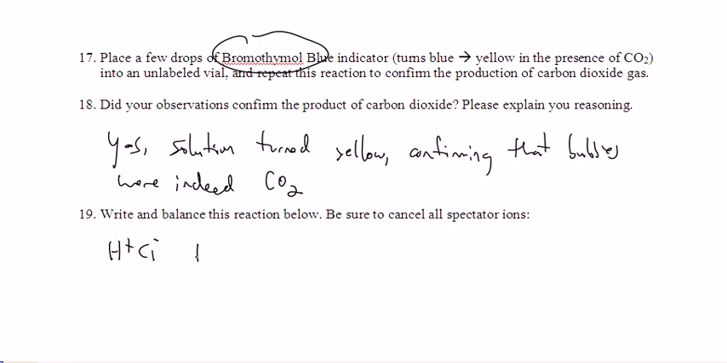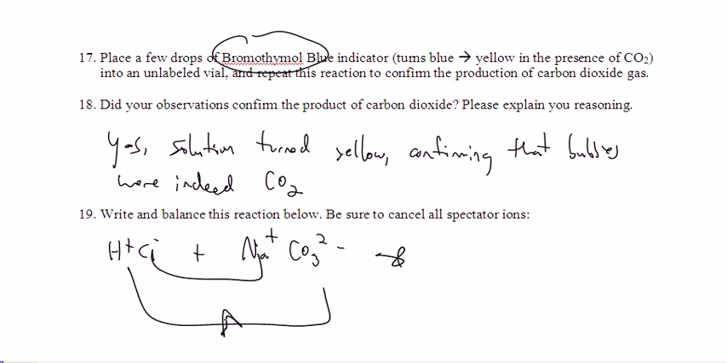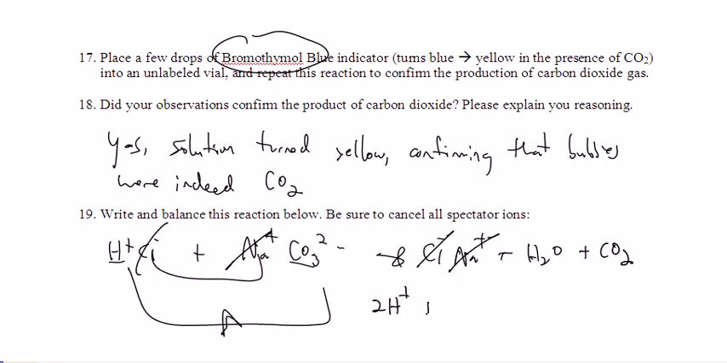Write and balance this reaction. H+ Cl- plus Na+ CO3 2-. Swap, swap. This swap here is not from the solubility chart, it's from the stick chart, and we know that anytime you have hydrogen and carbonate, you're going to make water and CO2. Cancel our spectators. Balanced reaction is 2H+ plus CO3 2- goes to H2O plus CO2.